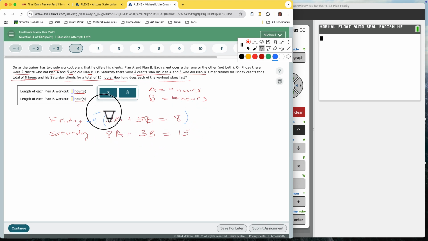When we do this, we have to multiply each of these by -4. And we're going to get new values here. I'm going to write them as a new equation, but when we multiply both sides of an equation by the same amount, the equation still stays true. So -4 times 2 is going to give us a -8A. -4 times 5 is going to give us a -20B. -4 times 8 is going to give us -32.